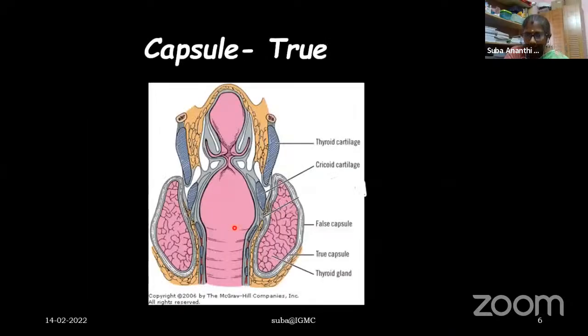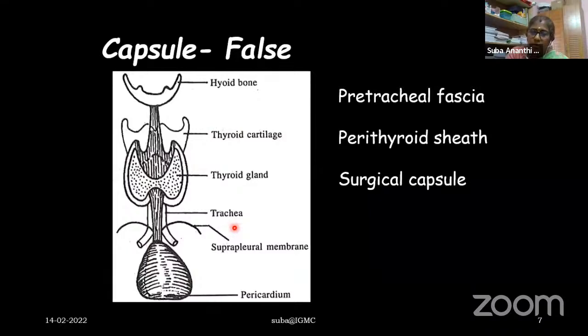Like any gland, it's covered by a capsule. The condensation of fibrous tissue, we call it the true capsule. From the true capsule, we have septa entering inside the gland. And we have a venous plexus lying beneath the true capsule. Outside the true capsule, or external to the true capsule, we have the false capsule, which is the pre-tracheal fascia.